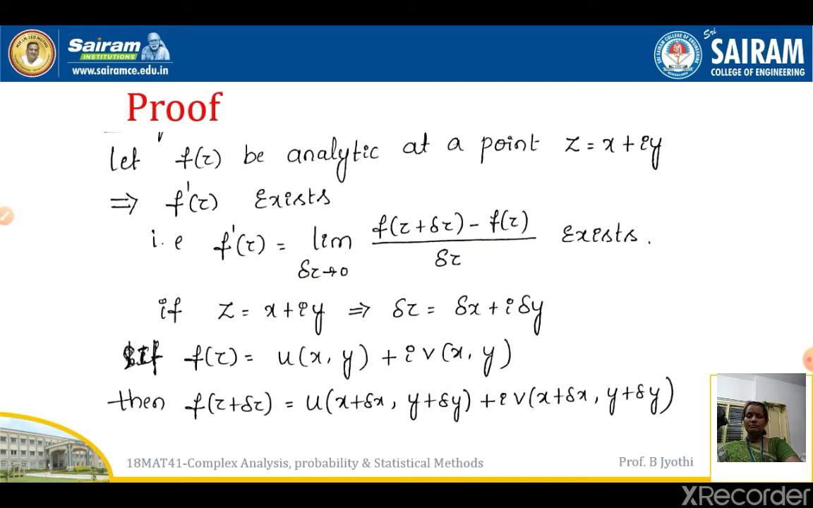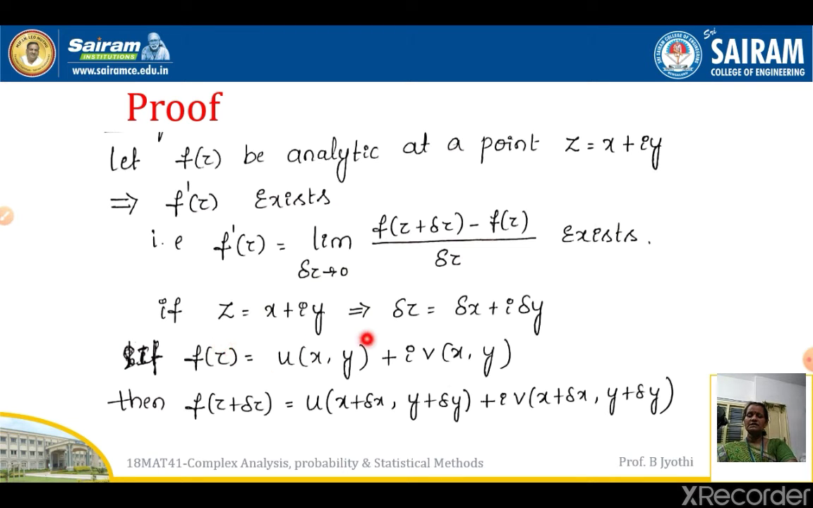Now let's come to the proof of it. Consider f(z) to be analytic at the point z = x + iy, which is given. Whenever a function is analytic, it implies that f'(z) exists. So f'(z) is equal to the limit as delta z tends to 0 of [f(z + delta z) minus f(z)] divided by delta z, which exists.